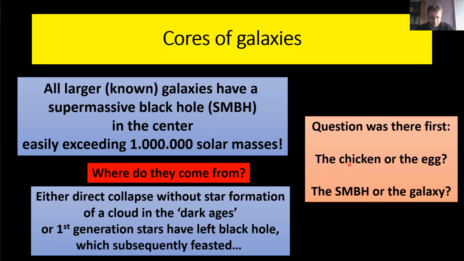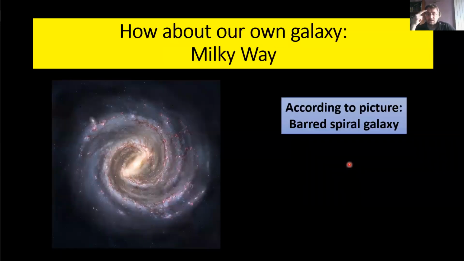Okay, so let's come home. So we have now basically covered galaxies in general, and now let's come to the one that matters most to us, our own. According to this picture, it's a nice barred spiral. So we have these two main arms, and then there seem to be a couple of side arms in between.